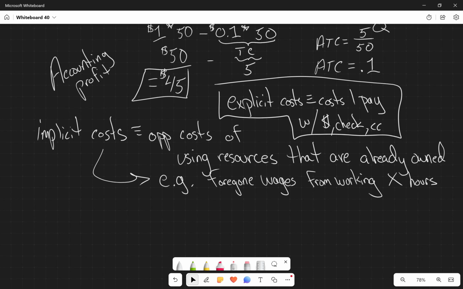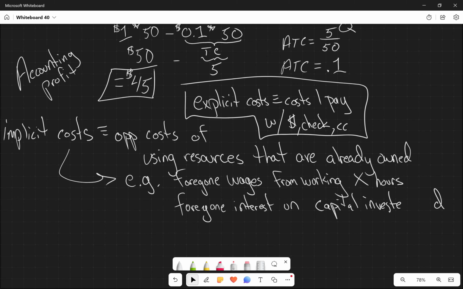Some of the other implicit costs, so this is the opportunity cost of using the resource of time. The foregone wage is the opportunity cost of using the resource of time. Another opportunity cost is going to be the foregone interest on the capital invested. You know, maybe you spent $100 making a lemonade stand. That's $100 that you could have put on a risk-free asset and earned $4 over the next year or something like that, right? With interest rates what they are. So there's foregone interest on the capital invested as well as the foregone wages.